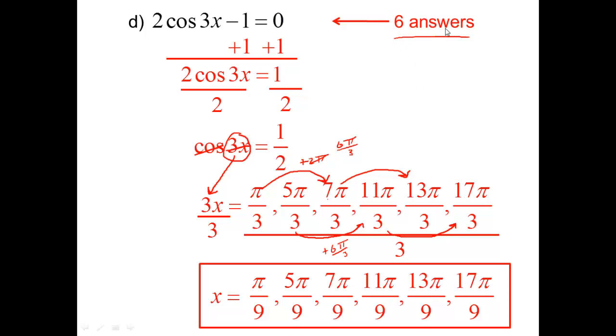If you didn't know in advance that there were going to be 6 answers, if you didn't do that initially, then you would have had no idea that you were supposed to keep adding 2 pi, in this case 6 times. If you thought there were 4 answers or 2 answers, you would have stopped at that point. You have to know how many answers you're supposed to have in advance before you ever start the problem.